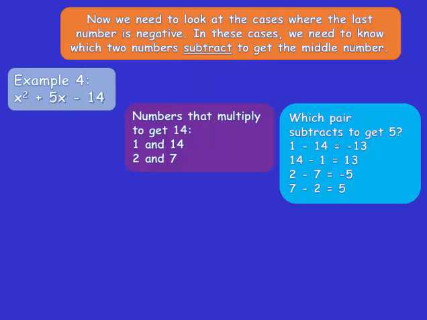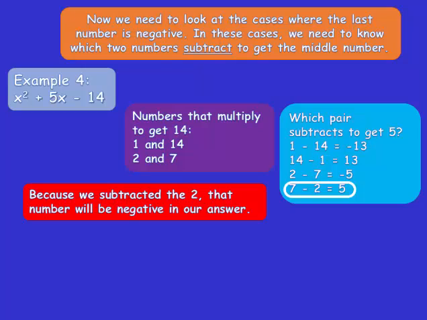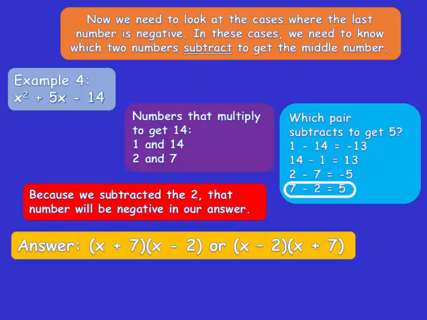Because we're subtracting, we need to think about it both directions. 1 minus 14 is negative 13, but 14 minus 1 is positive 13. 2 minus 7 is negative 5. 7 minus 2 is 5. Since we want 5, our numbers are 7 and negative 2. Because we subtracted the 2, that number will be negative in our answer. So our answer is either x plus 7 times x minus 2 or x minus 2 times x plus 7.